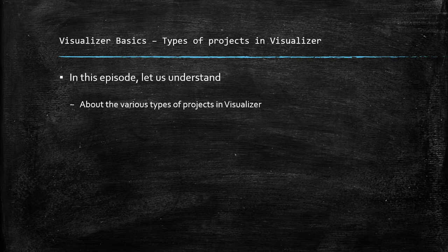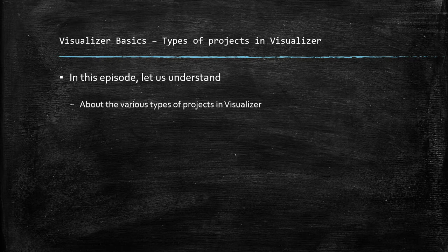In this episode, let us understand about the various types of projects which we can create in Visualizer. As we discuss these various types of projects, we will look at them from two perspectives. One, how the code is organized in each type of project. Two, how will be the performance of the application when it is running on the end user's device if a particular project type is used for building that app.